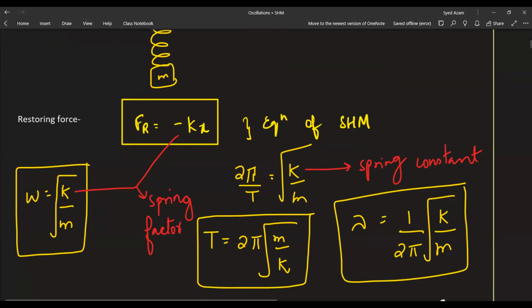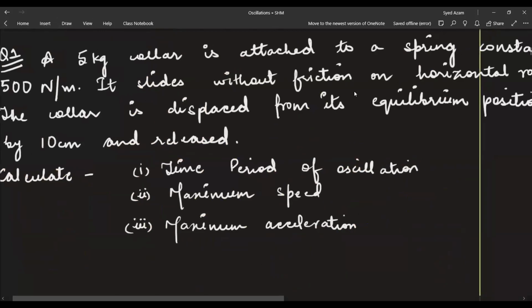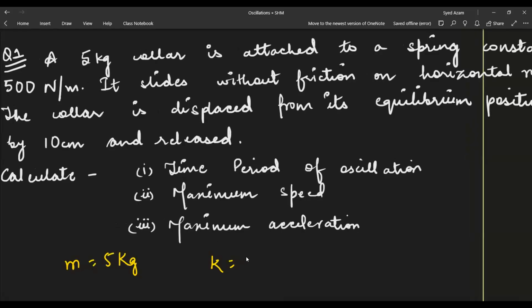Okay, let's see the numerical based on this. A 5 kg collar is attached to a spring. Spring constant is given as 500 Newton per meter. It slides without friction on a horizontal rod. The collar is displaced from its equilibrium position by 10 centimeters and released. What all things do we have? Mass is given as 5 kg. The spring constant is given as 500 Newton per meter. And the displacement from the mean position, x, is given as 10 centimeters. I'm writing it as 0.1 meters because everything is in SI units only.